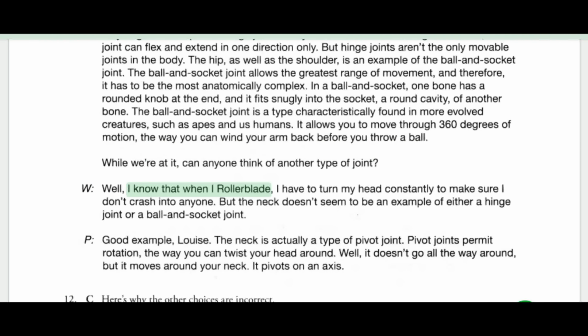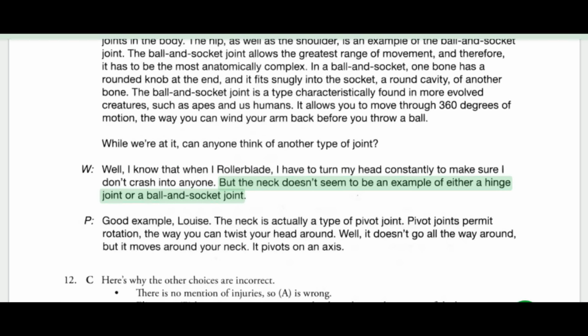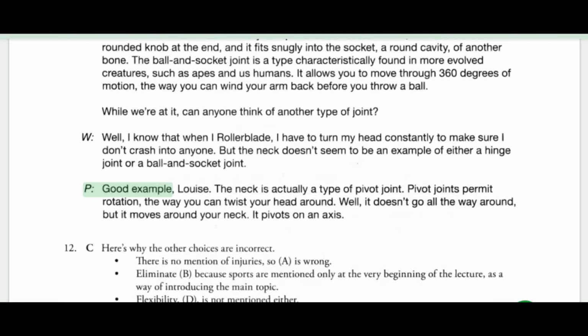Well, I know that when I rollerblade, I have to turn my head constantly to make sure I don't crash into anyone. But the neck doesn't seem to be an example of either a hinge joint or a ball and socket joint. Good example, Louise.